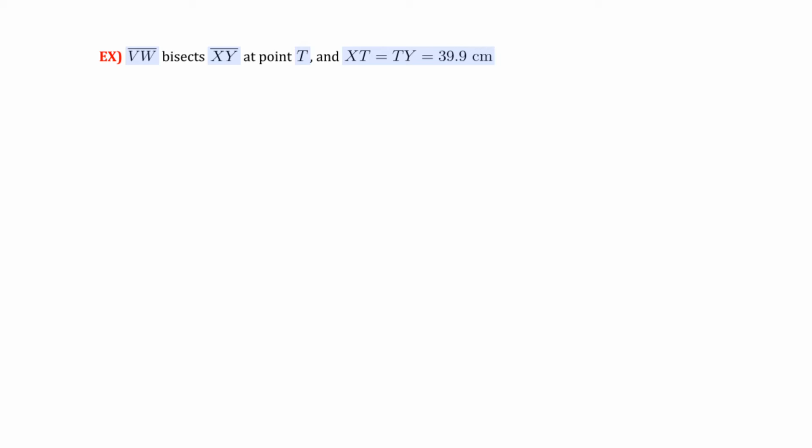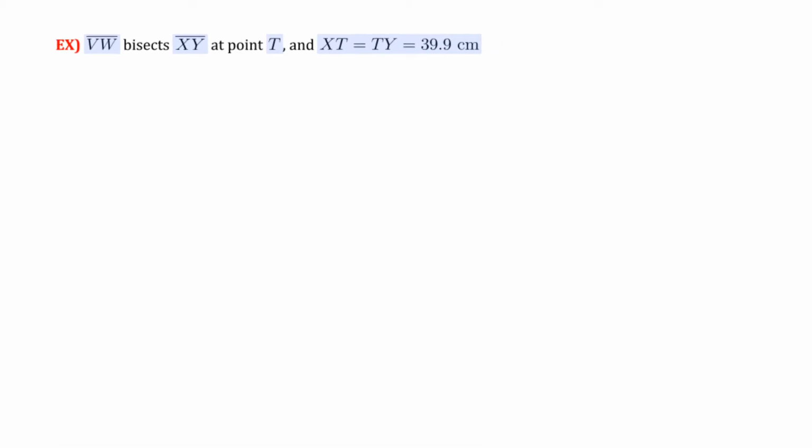All right, so let's go ahead and take a look at how this might work in an example. So in the problem here, it says that segment VW bisects segment XY at point T. And they also tell us that XT is equal to TY, which is equal to 39 and 9/10 of a centimeter. What they would like for us to do is to find the length of segment XY.